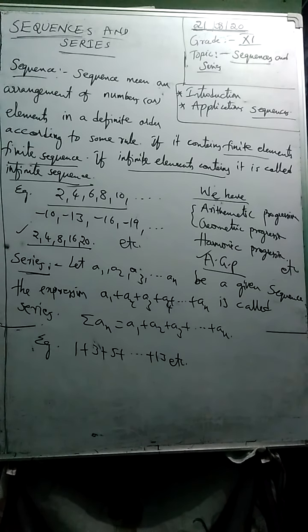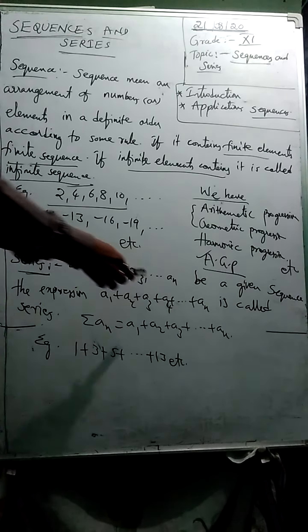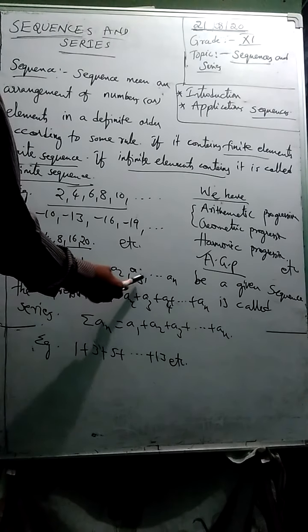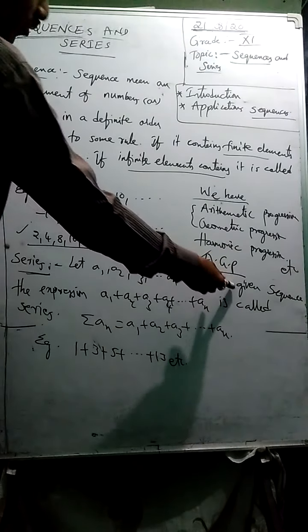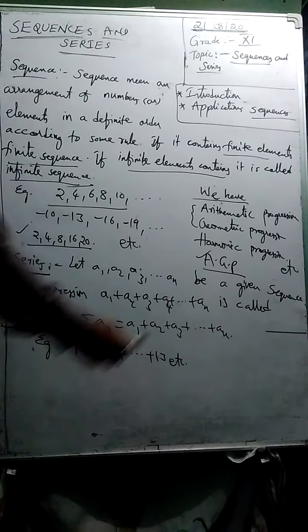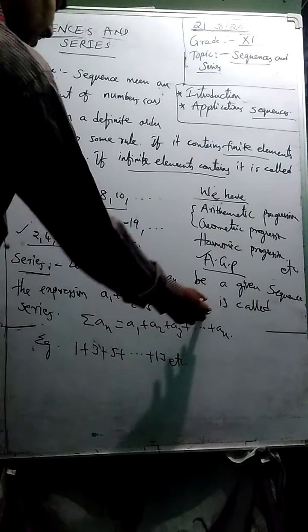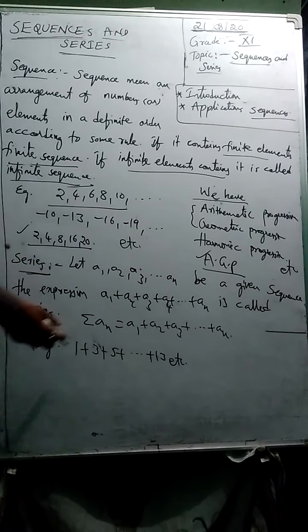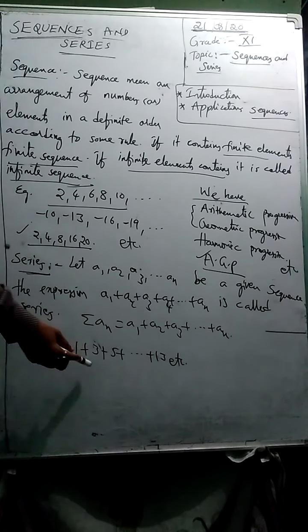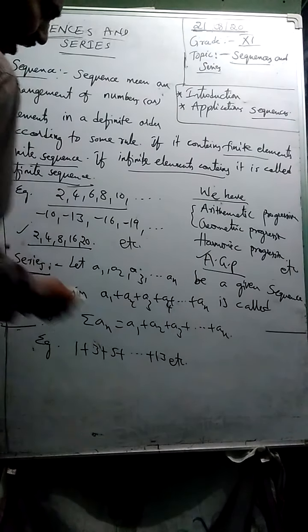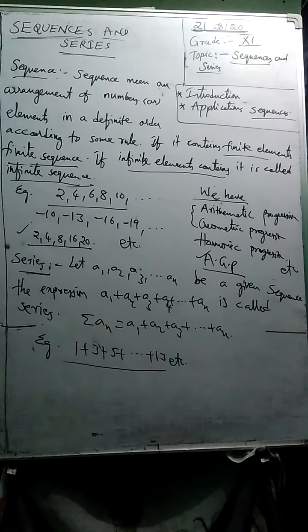And series, what is the meaning of series? Suppose these terms A1, A2, A3 up to An are given. These terms belong to one sequence. If you add them up and write the sum of these terms, it is called a series. A series is defined as A1 plus A2 plus so on up to An. For example, 1 plus 3 plus 5 up to 13. Finding the sum of the terms of a sequence by using the plus symbol is called a series. So this is a brief explanation about sequence and series.